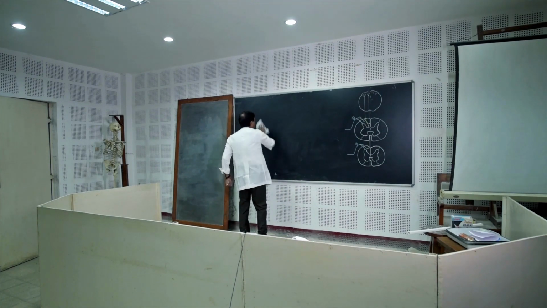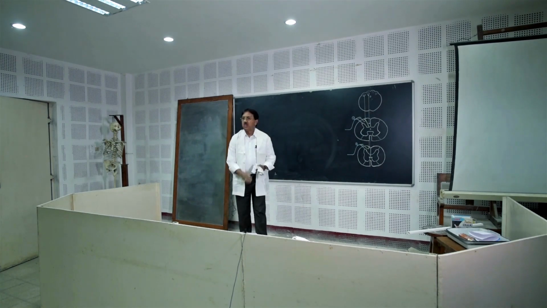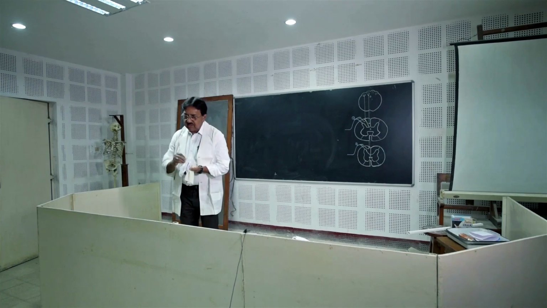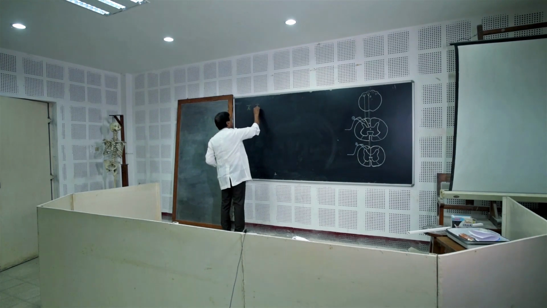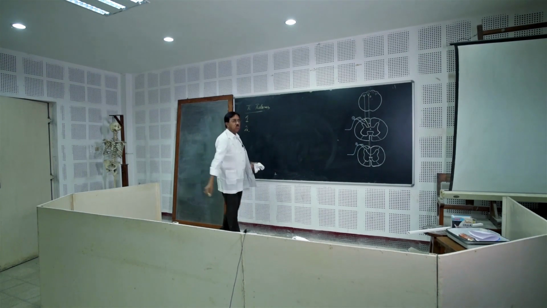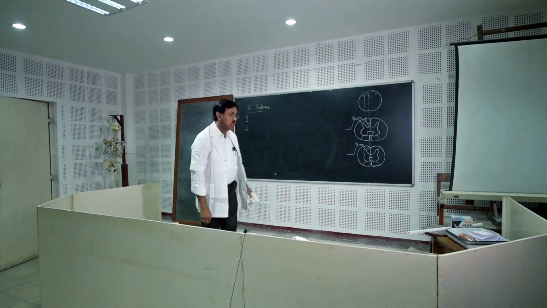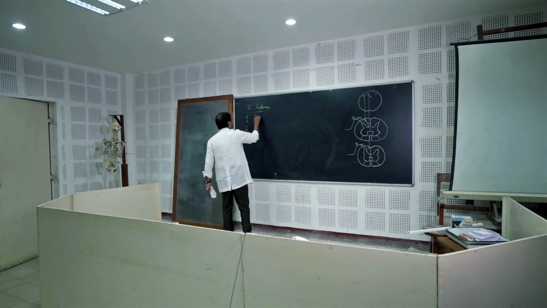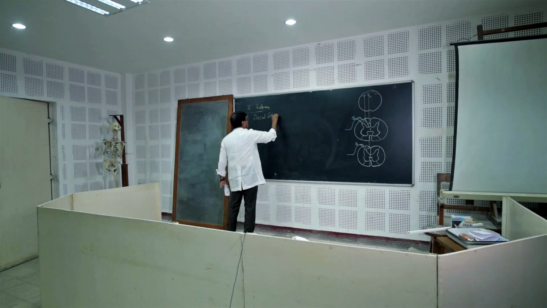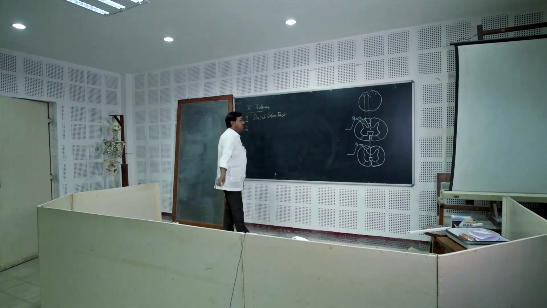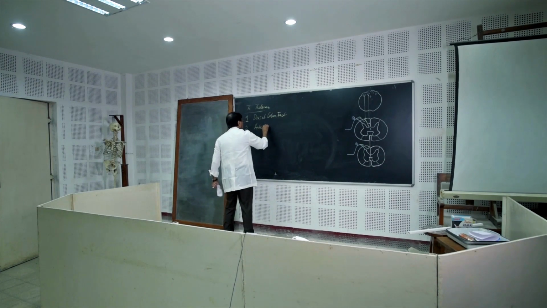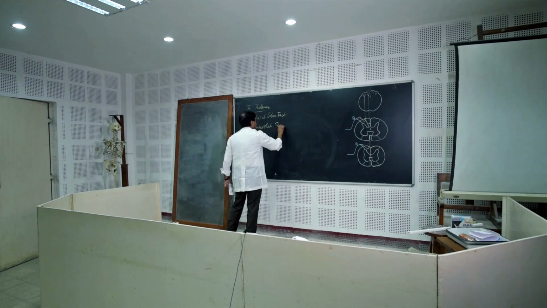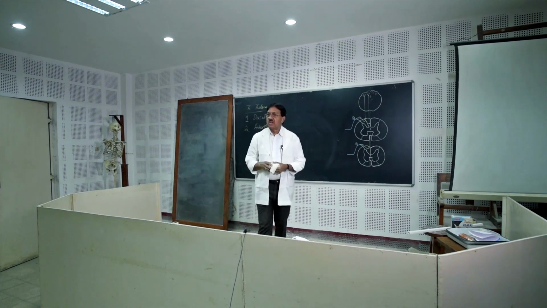First, the ascending tracts going to the thalamus. The ascending tracts going to the thalamus are divided into two types. There are two kinds of ascending tracts. One is known as the dorsal column tract. Second is known as the anterolateral tract. First, the dorsal column tract.